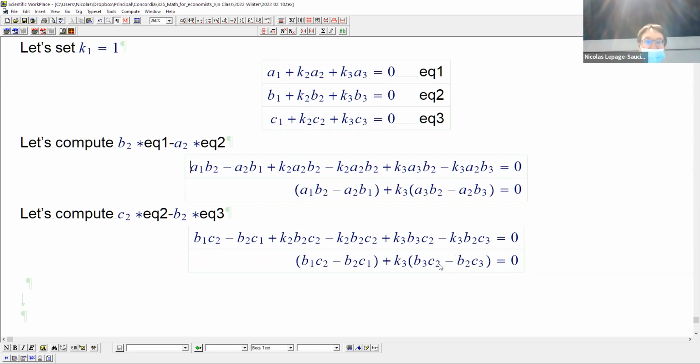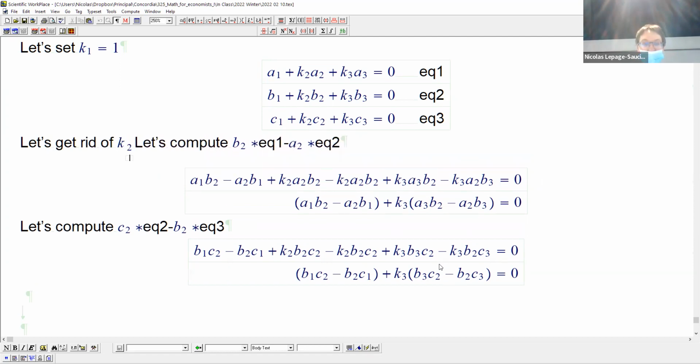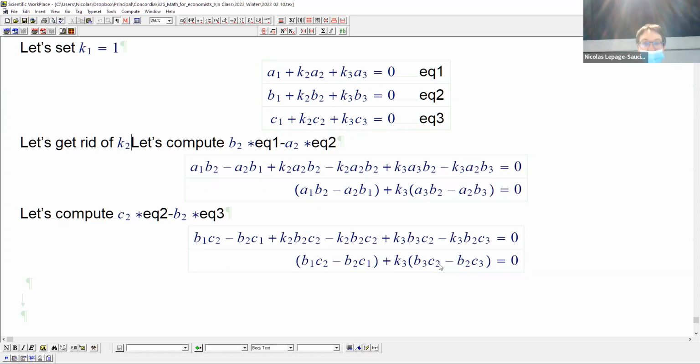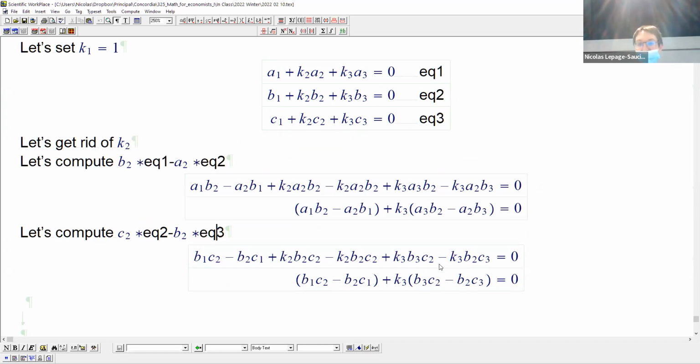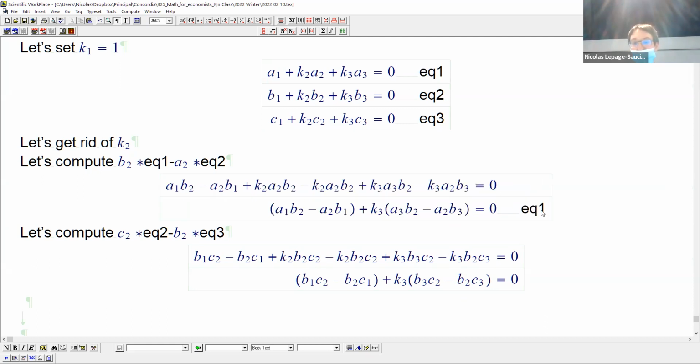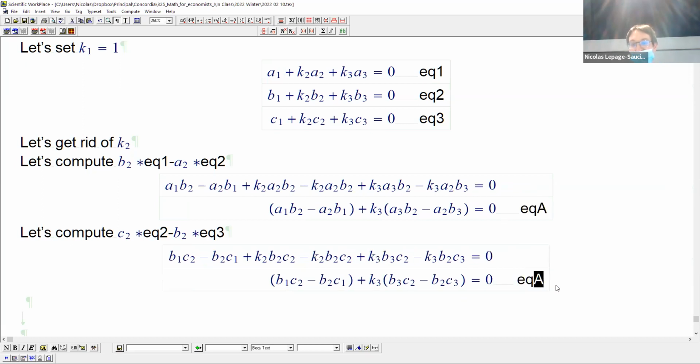Okay, so yeah. So that was let's get rid of K2. So let's just say this equation is equation A, for instance, and we're going to get equation B. This is just to know what we're discussing there.